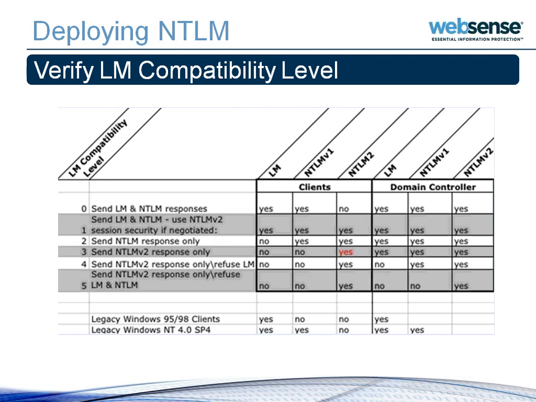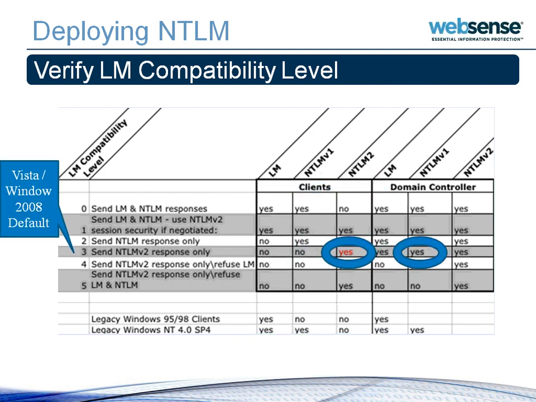Here's another chart that essentially covers two sides. One's for the client, and the other side covers the domain controller. It's important to note that Windows 2008 and Vista default to LM compatibility level 3, which essentially sends NTLM version 2 responses only. On the client side, it's only going to send NTLM version 2 requests. On the server side, note that it accepts NTLM version 1 requests, no problem, which is important because that's what the WebSense Content Gateway is going to be using.